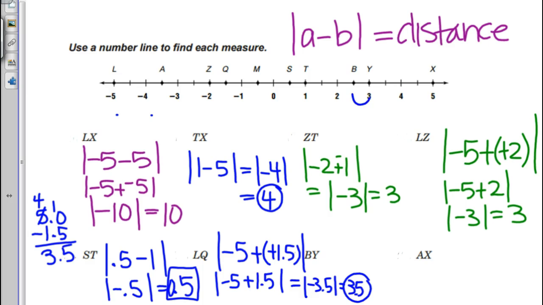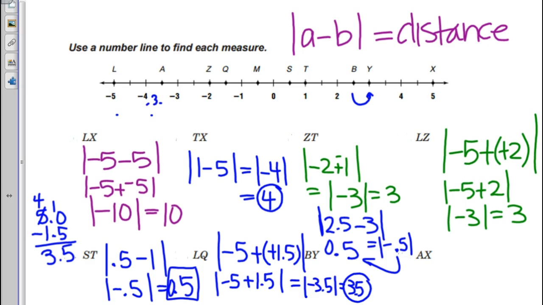is a half a unit also. So 0.5. And if you want to subtract that, you can definitely do it. 2.5 minus 3, or 3 minus 2.5, and you'll get negative 0.5 the way I set it up, which gives you the absolute value of a negative half is a half. All right, last one, A to X.